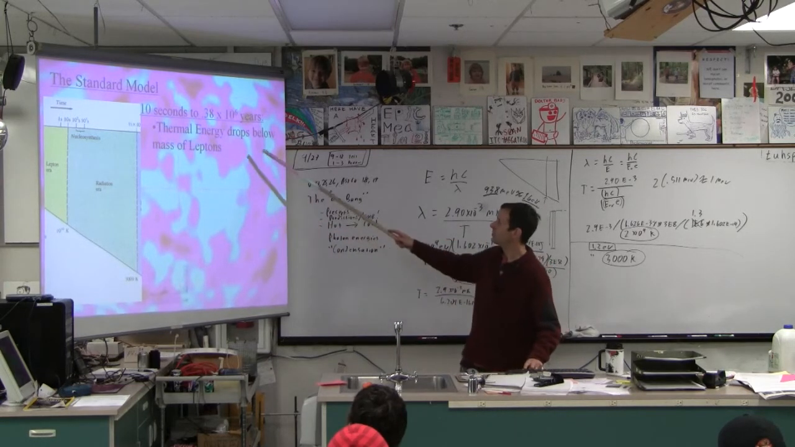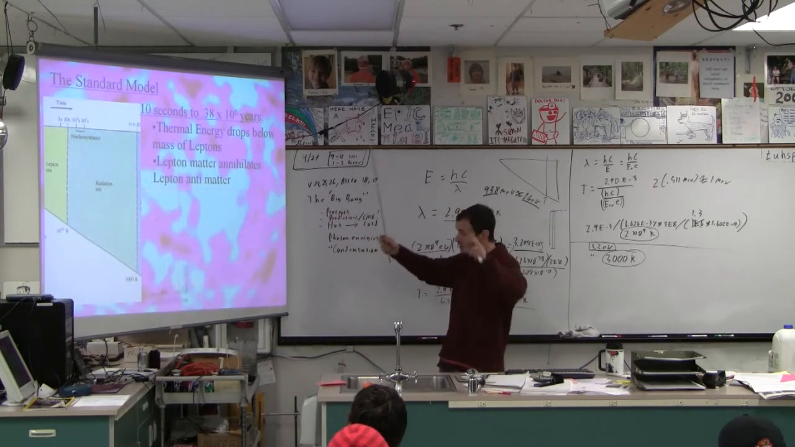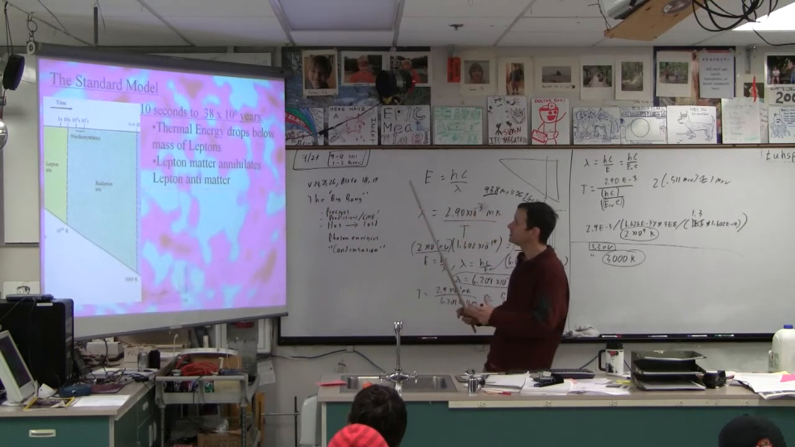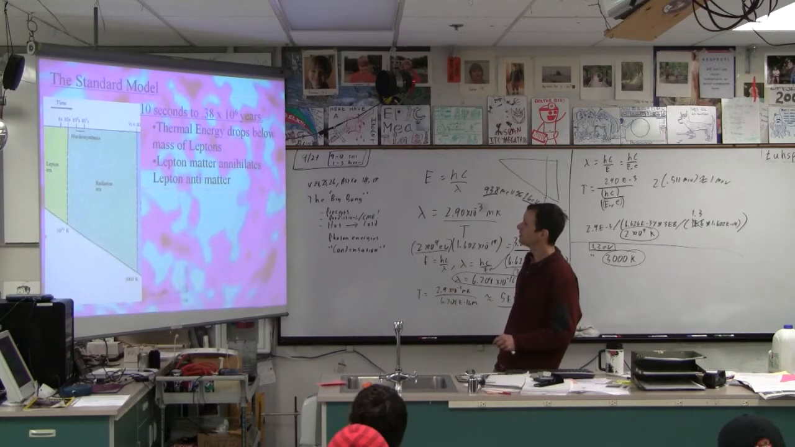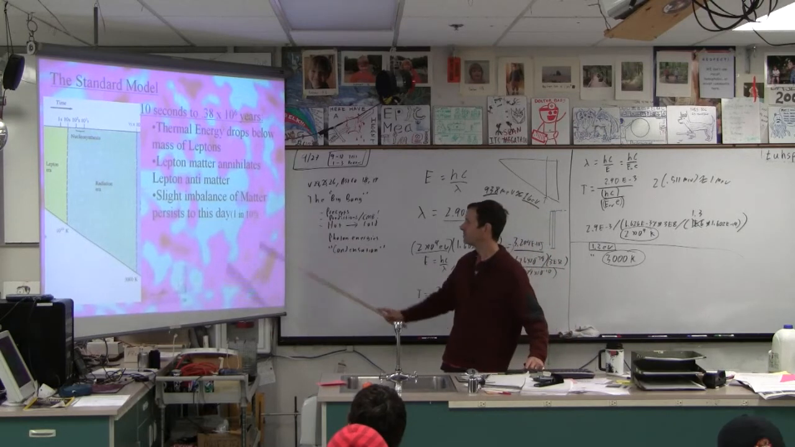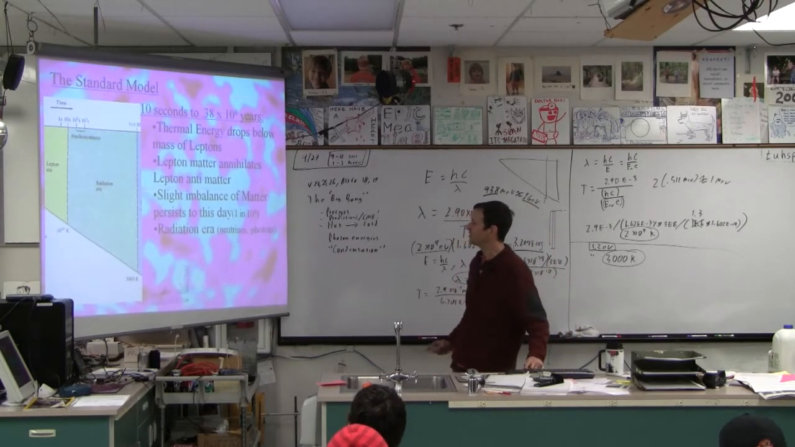Thermal energy drops below the mass of leptons. The leptons condense out. So we're talking about just condensation, basically, right? Leptons being the last ones to condense out. And we still have a little bit of matter left. That's a good thing, right? Otherwise, none of this would matter, right?